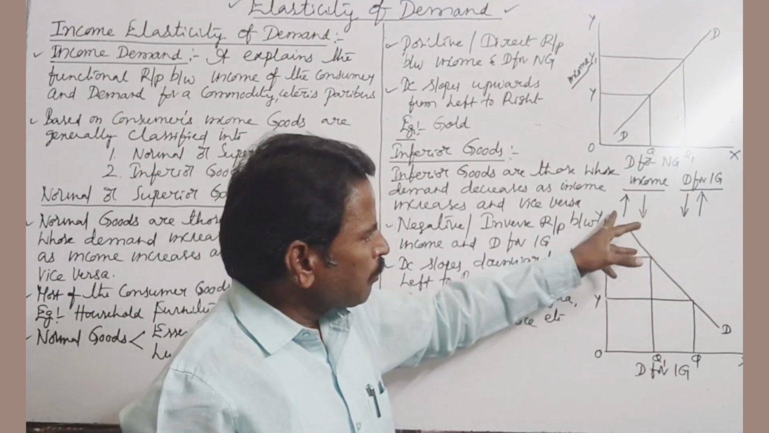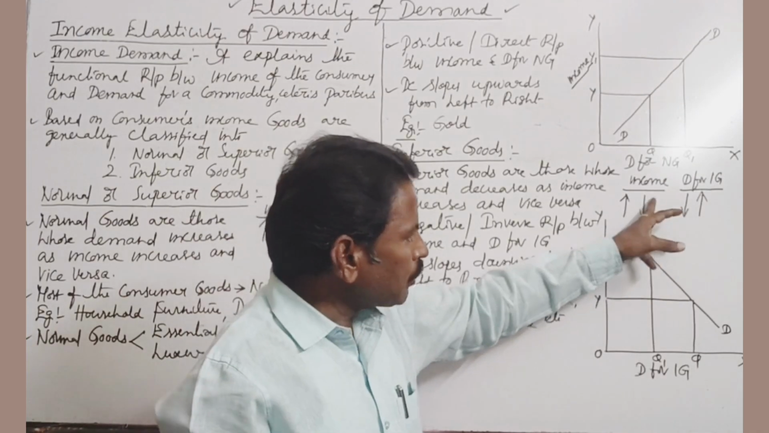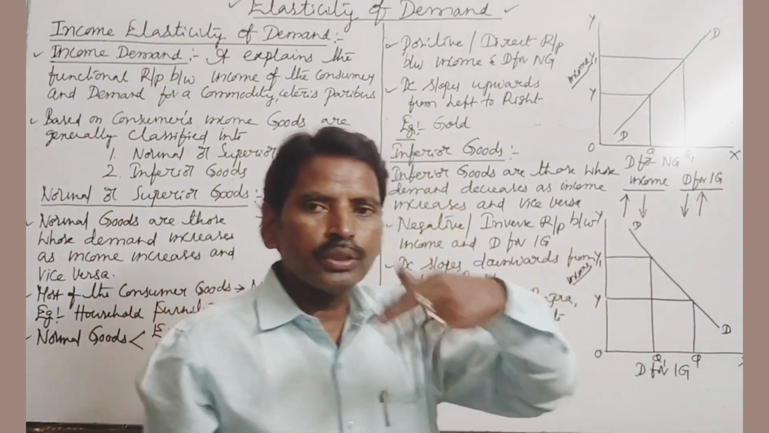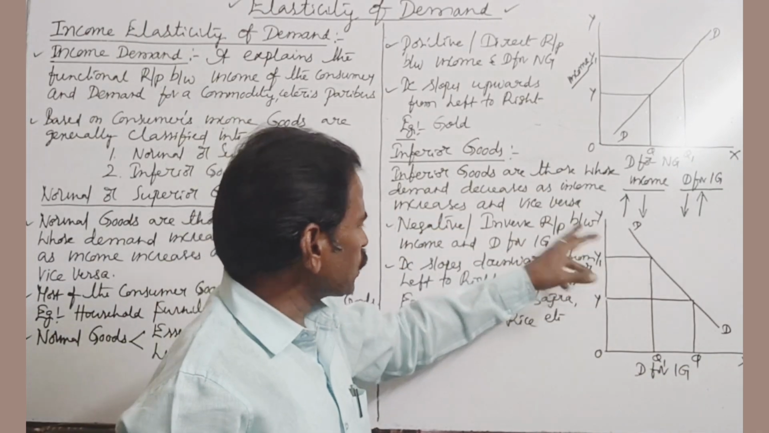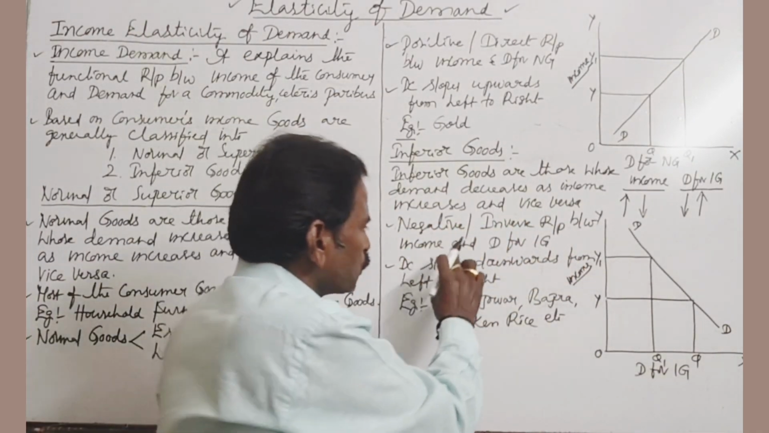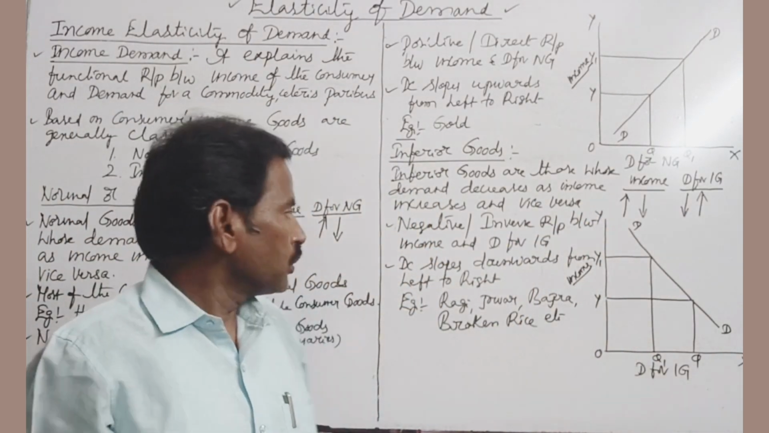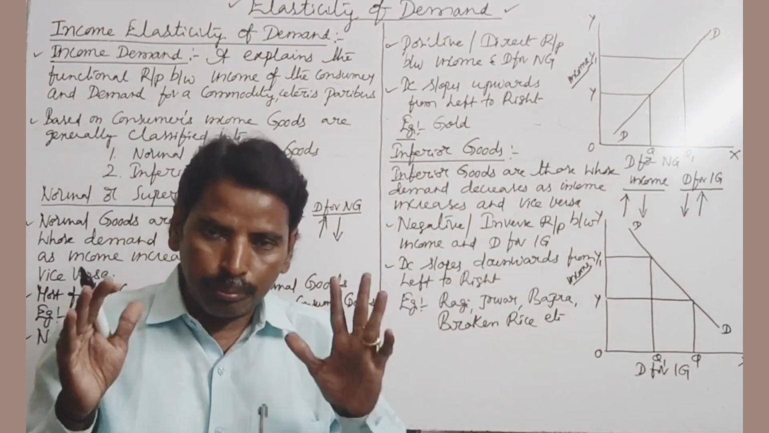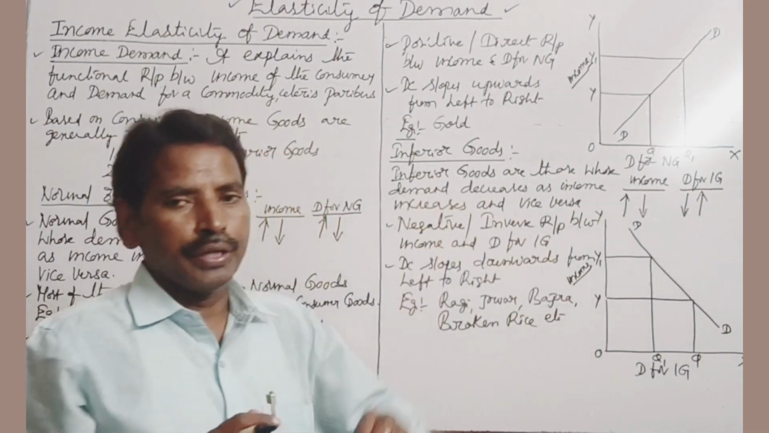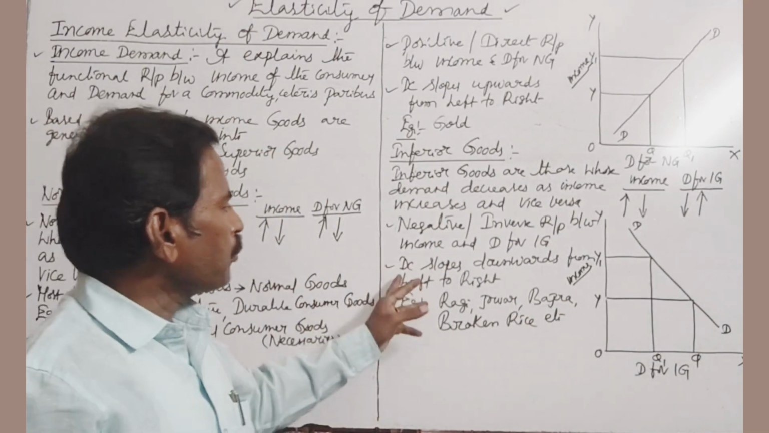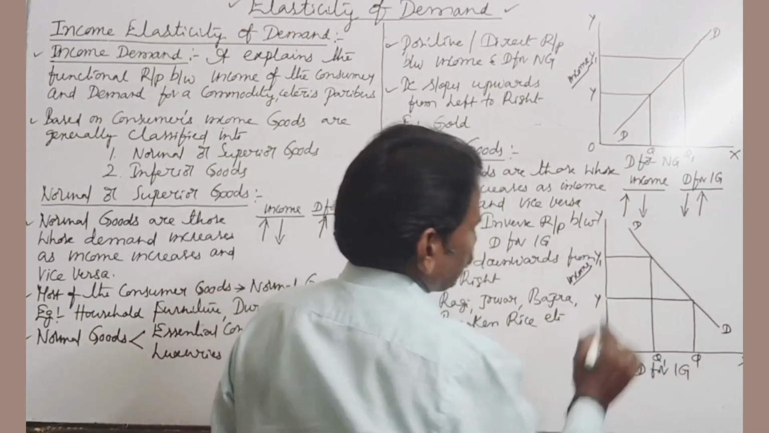If income increases, demand for inferior goods decreases. If income decreases, demand for inferior goods increases. Therefore, there is a negative or inverse relationship between income of the consumer and demand for inferior goods. Therefore, the demand curve slopes downwards from left to right.